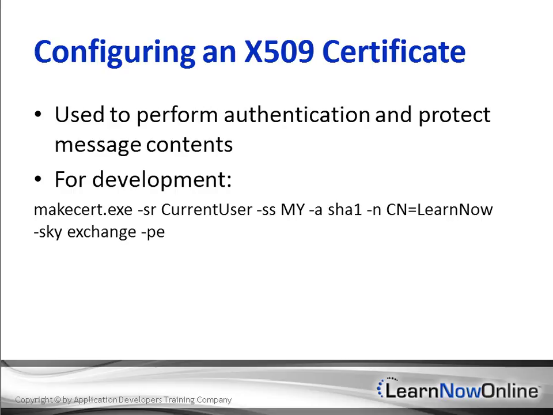This particular example has an SR option, which is the storage container, which could be current user or local machine. The SS option is for my personal folder, and you have different certificate store folders within each of your categories of current user or local machine. The A option is for the encryption algorithm to use. In here I'm using SHA-1. N is the name, and it's a common name, and I'm going to use Learn Now. The SKY option says that, okay, I want to be able to do key exchange. And the PE option is for export.